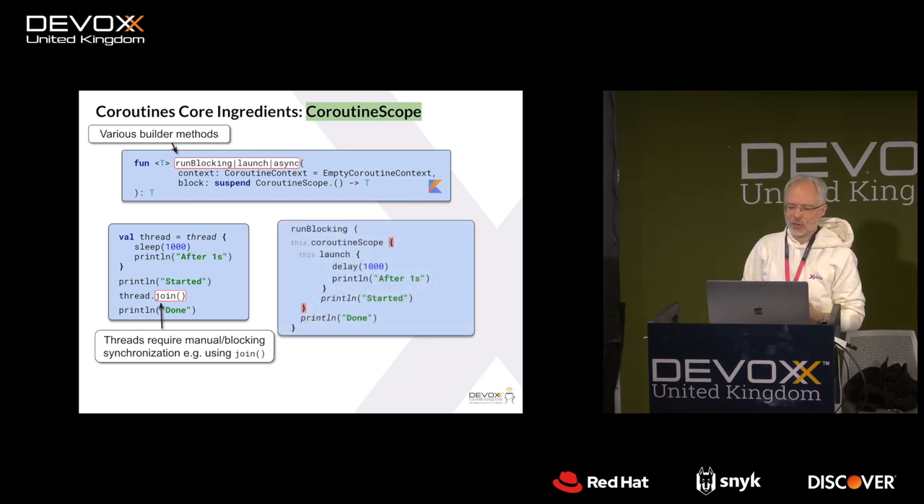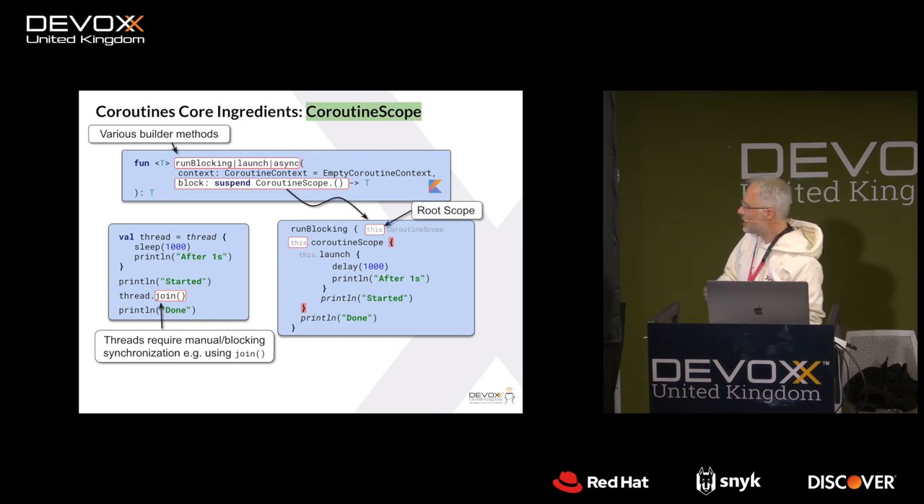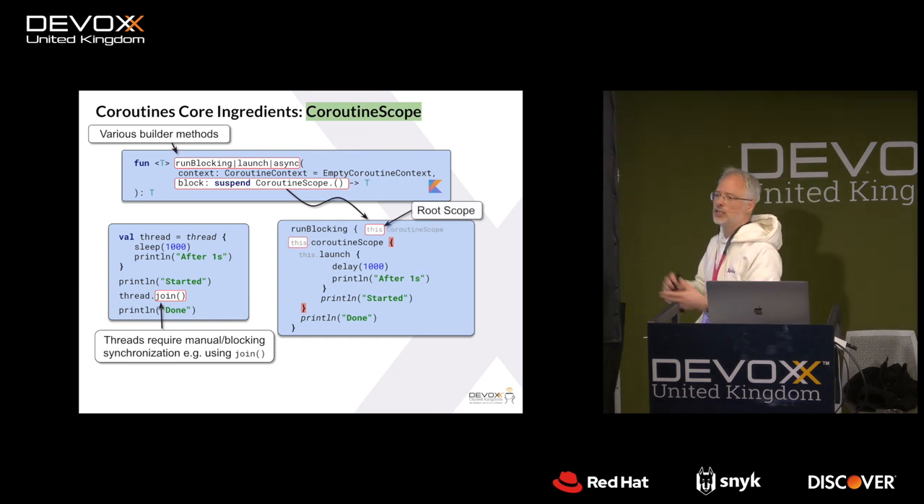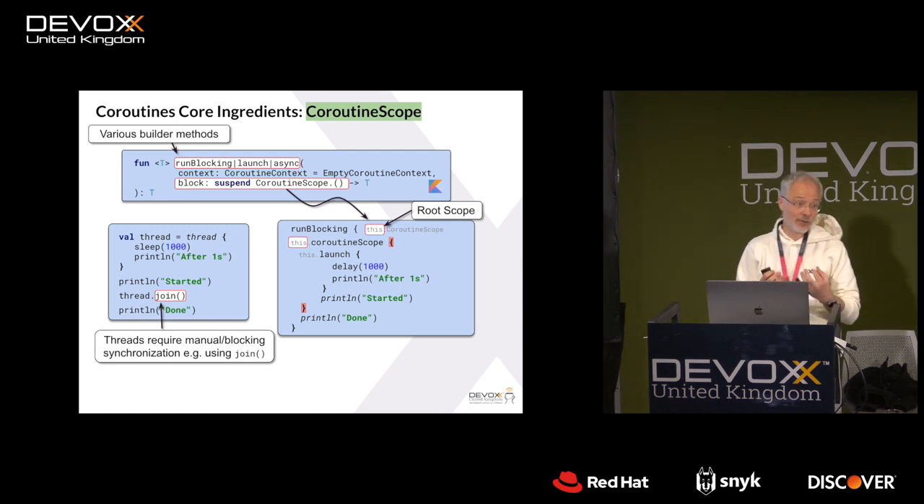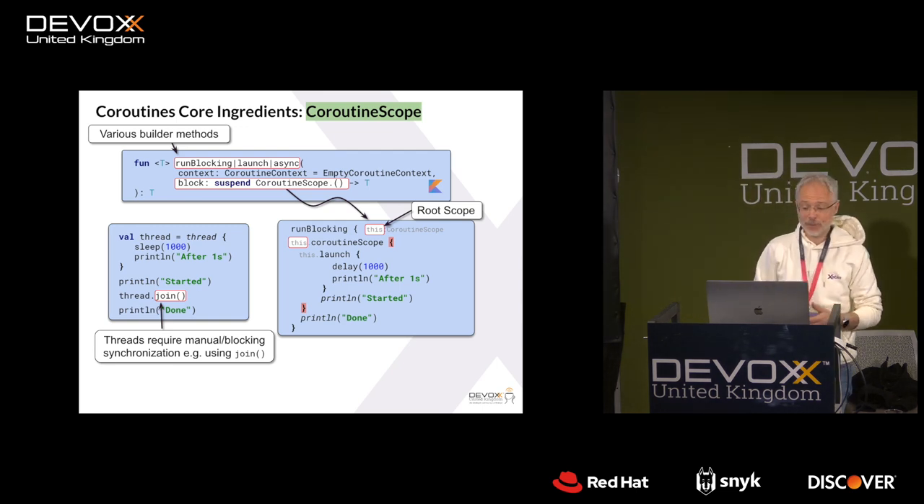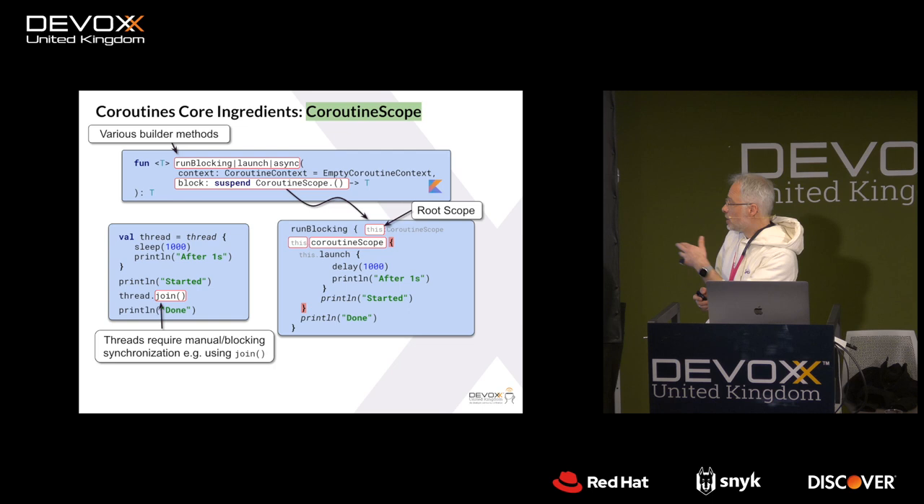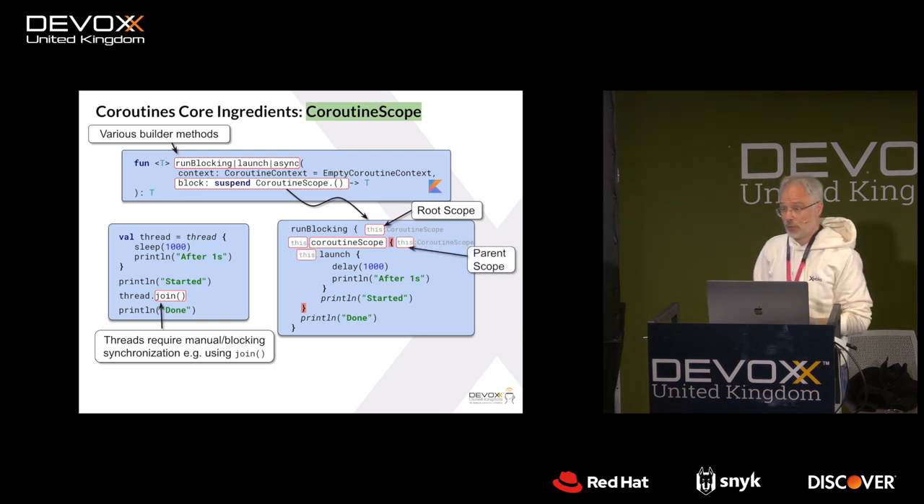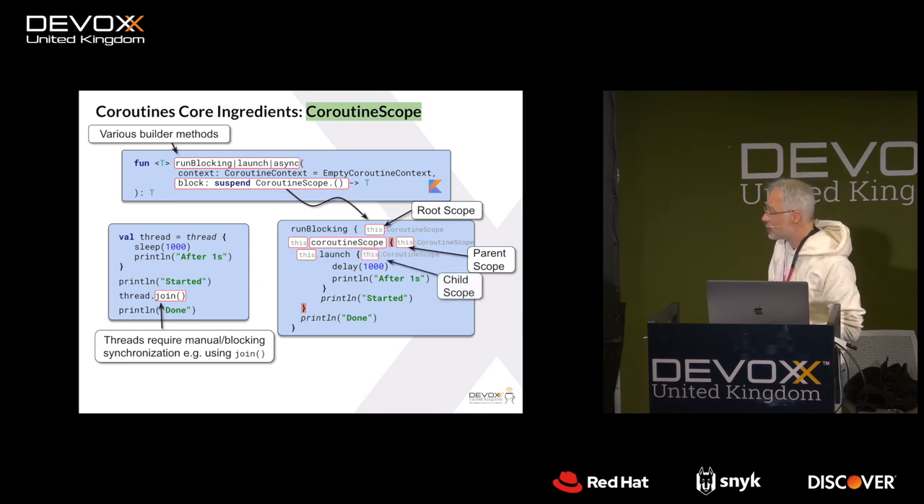Now let's look at this coroutine scope, what it does. Basically, when you use run blocking, what you get is an implicit coroutine scope. And this is exactly what we need to create coroutines. So we need to have such a scope. Then we have this coroutine scope wrapper here. And what this basically gives us is a parent scope. When we then launch a coroutine on this parent scope, we get a child scope.